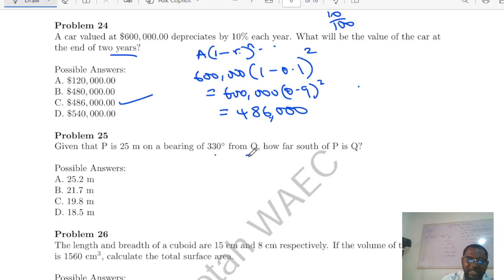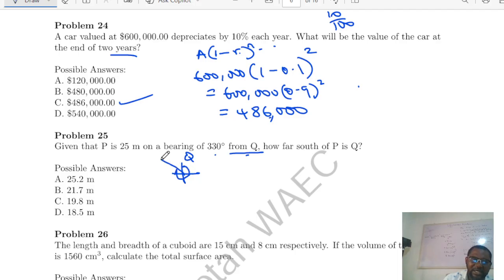From Q means you must start from Q. So, from Q. Now, 330 degrees, this is Q. From Q. So, that's why I'm starting with Q. Always note that from. Once you see the from, you know you are starting from there. So, you start from the north. From the north. And you go right. That's clockwise. So, this is 90. This is 180. This is 270. 330 is more than 270. So, that means the angle is somewhere here.